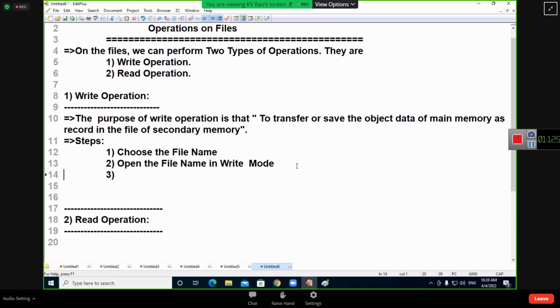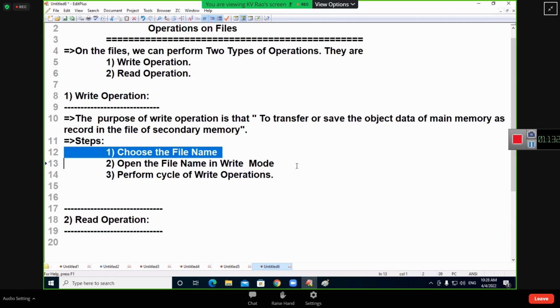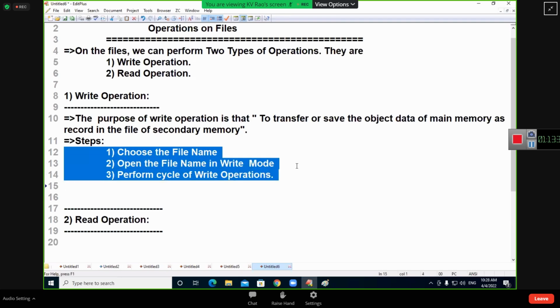Next I'll do what? Easy. Perform the cycle of write operations. First value, second value, third value, fourth value. I am going on writing the data to the file until my number of operations are complete. So come to the point: choose the file name, open the file name in write mode, perform the cycle of write operations.